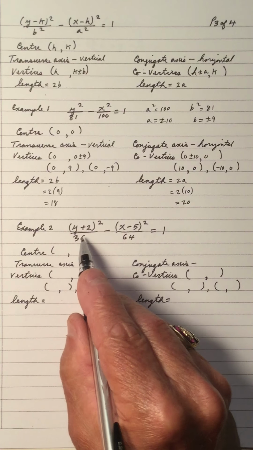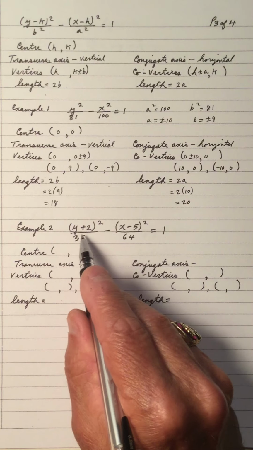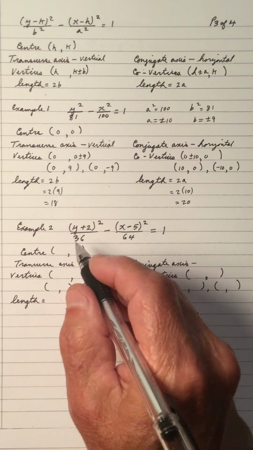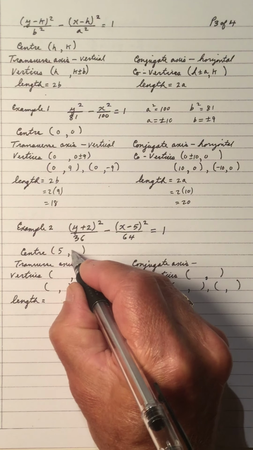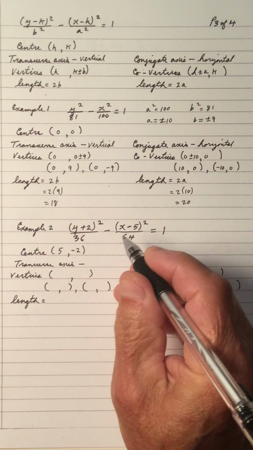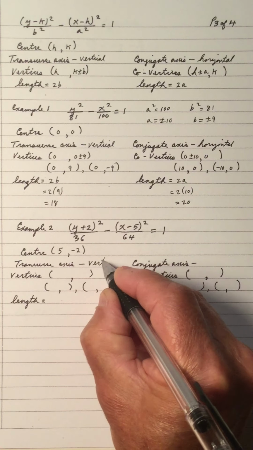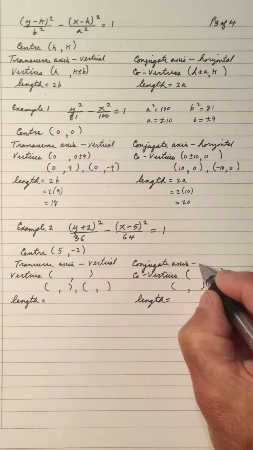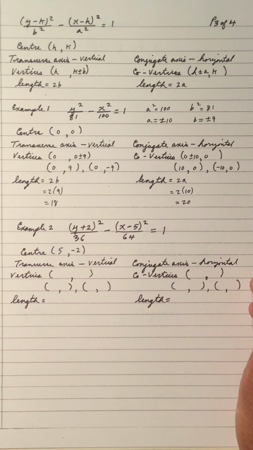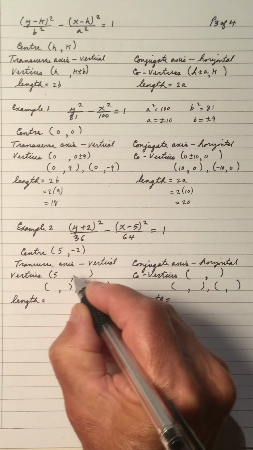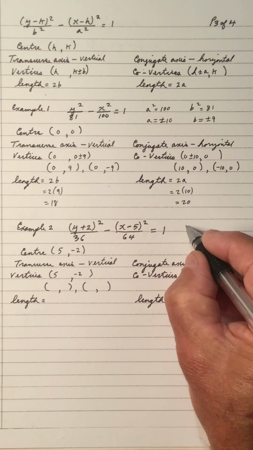Now we have the same hyperbola in that it's vertical, but this time the center is not 0, 0. The center is the opposite of negative 5, which is 5, and the opposite of a plus 2 is a minus 2. The transverse axis, because the y is positive, is vertical. That means the conjugate axis is horizontal. And for the vertices, the center is 5, -2.